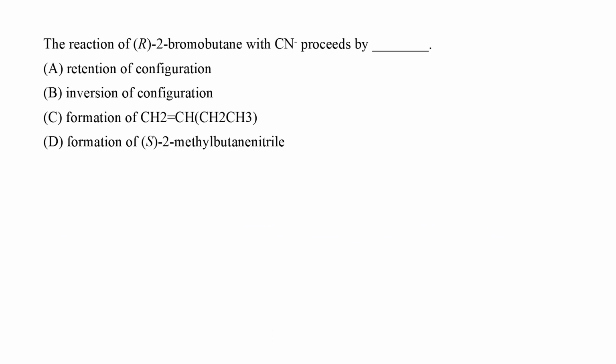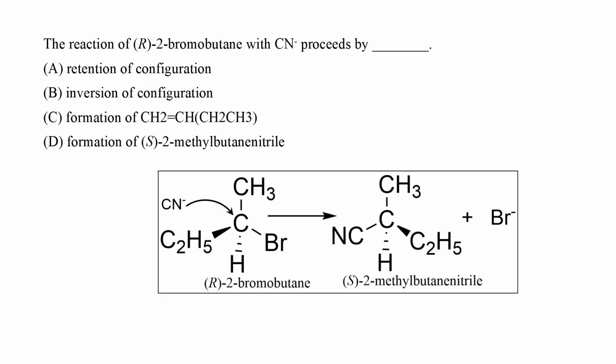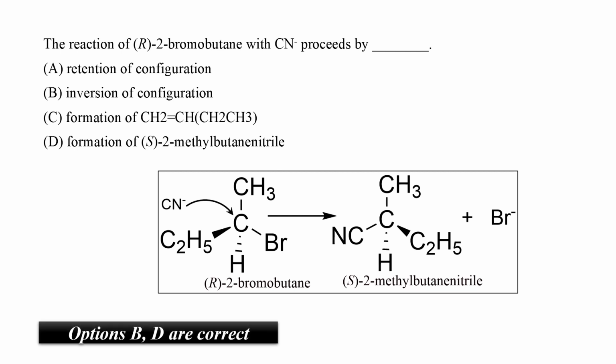Moving on. The reaction of R 2-bromobutane with cyanide ion proceeds by. So as you can see, it is an SN2 reaction and there is inversion of the configuration. So option B and option D are correct. S 2-methyl butene nitrile is produced in the reaction.